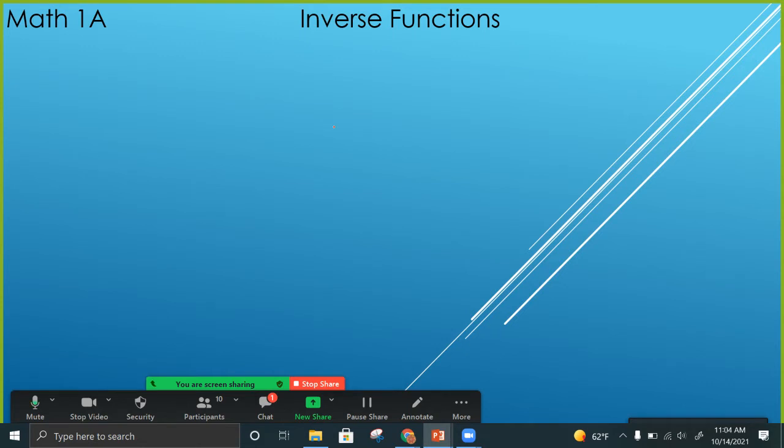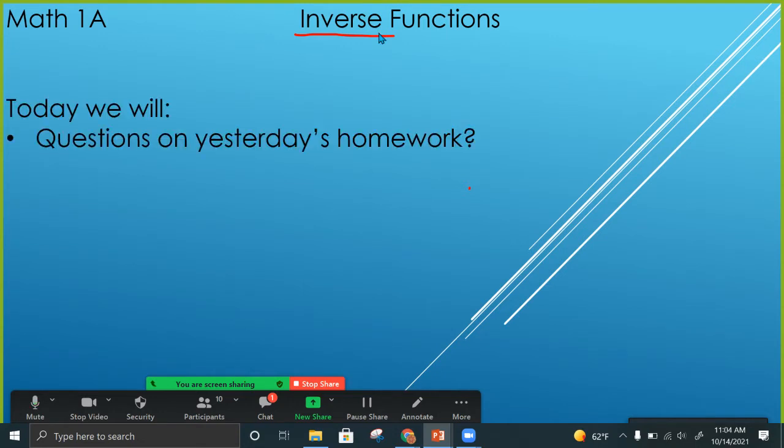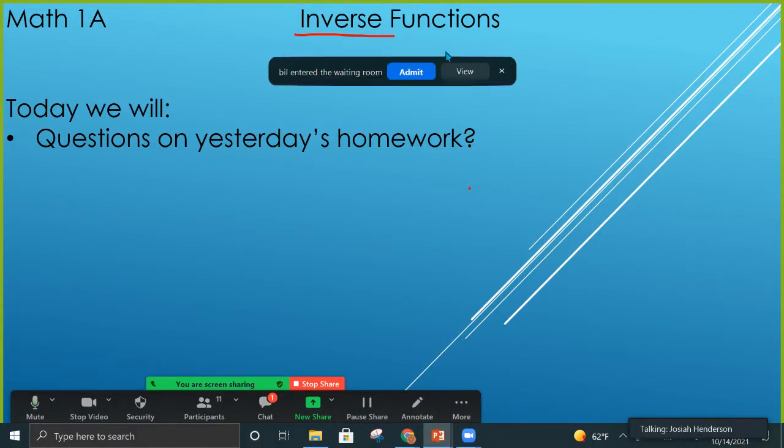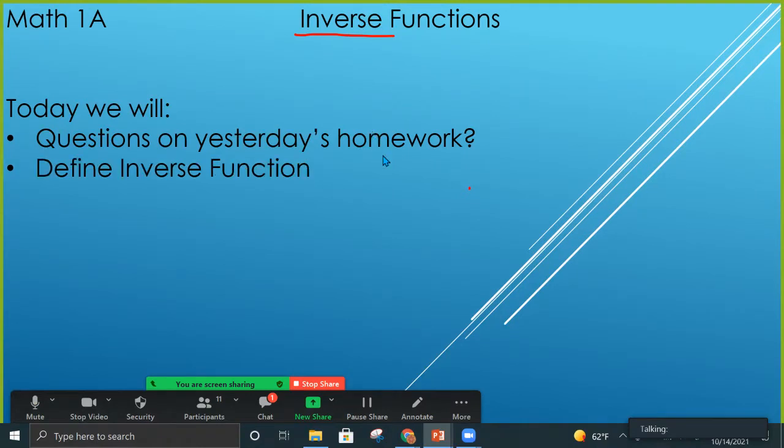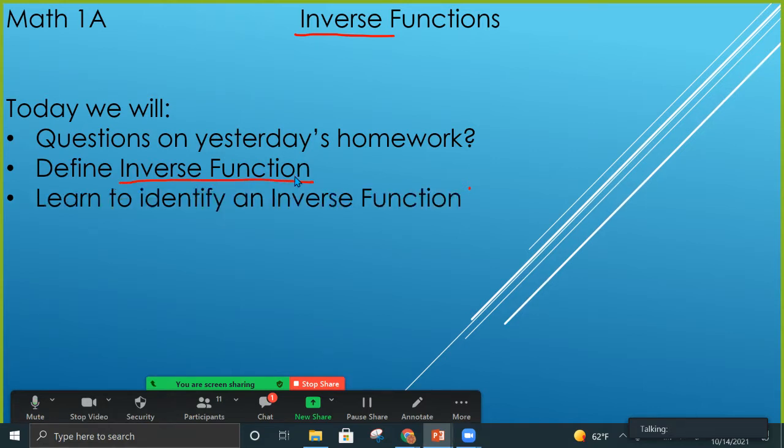So today's called inverse functions. Today we will quickly go over questions from Tuesday's homework if there were any questions. And then we're going to define what an inverse function is. Learn to identify an inverse function. And that's it for today. That's our three goals.